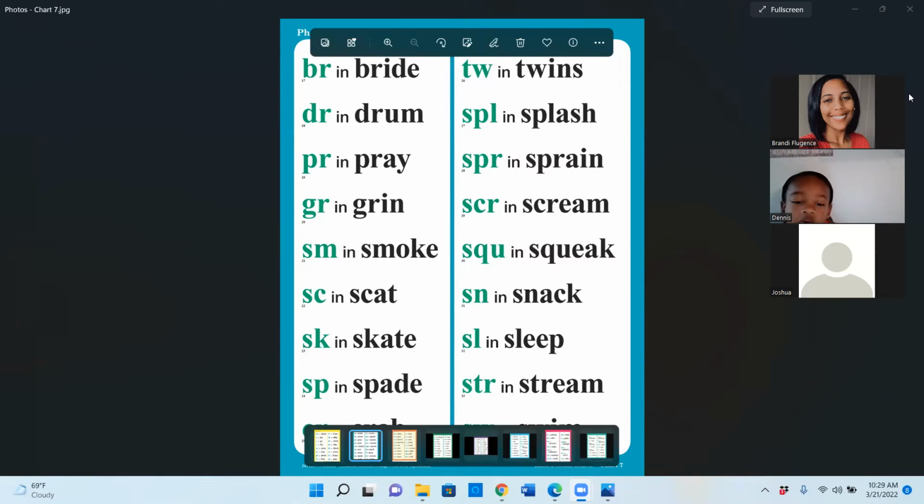All right, let's go over chart 7. BR says burr in bright. DR says dr in drum. PR says pr in pray. GR says grr in friend. SM says sm in smoke. SC says sc in scat. SK says sk in skate.